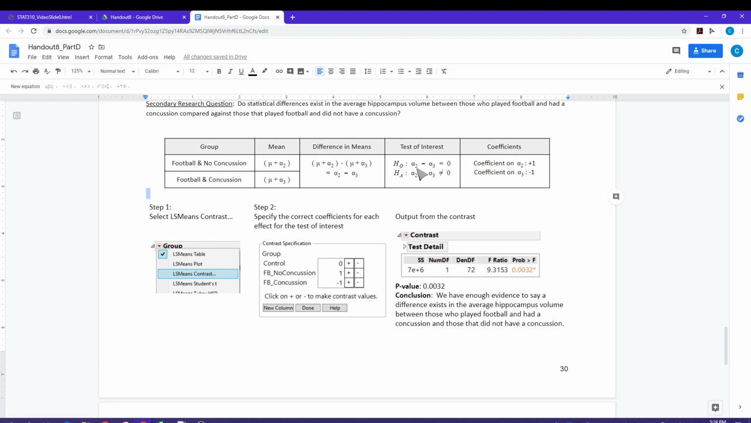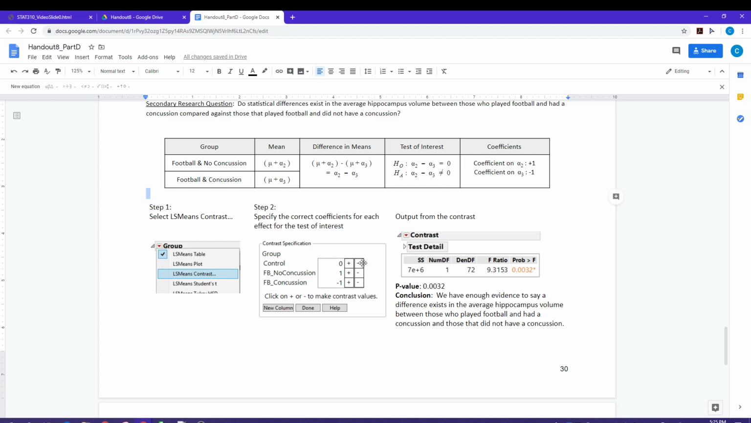So what are the coefficients for this test? On alpha 2, the coefficient is actually going to be a plus 1 here. The coefficient is just what would sit in front of there. That's going to be a plus 1. The coefficient in front of the alpha 3 is going to be a minus 1. So that's how I specify here. I'm going to want to put a plus 1 here on no concussion and a minus 1 on concussion group.